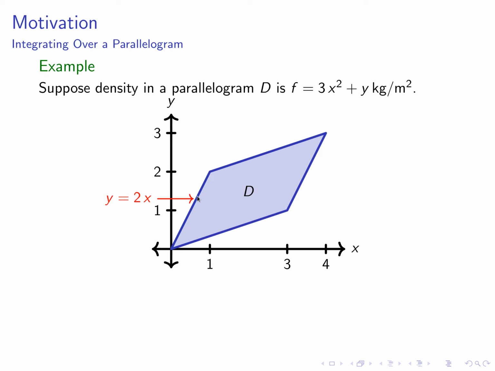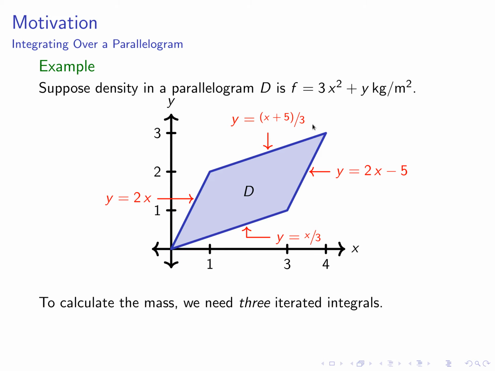So let's take a closer look at what these edges are defined as. Each one of these edges is defined by a line passing through 2 points. The line passing through the origin and the point (1, 2) is y = 2x. The line passing through the origin and (3, 1) is y = x/3. The line passing through the points (3, 1) and (4, 3) is y = 2x − 5. And the line passing through the points (1, 2) and (4, 3) is y = (x + 5)/3. So here at least we have some equations we can work with when we set up our double integral.